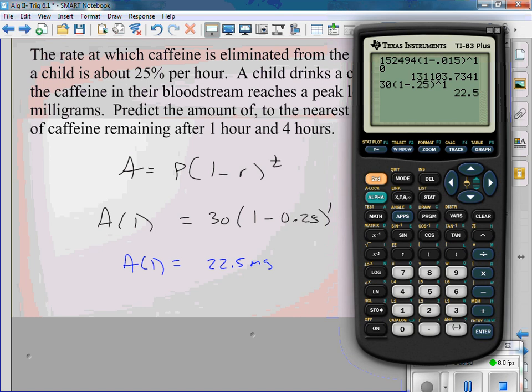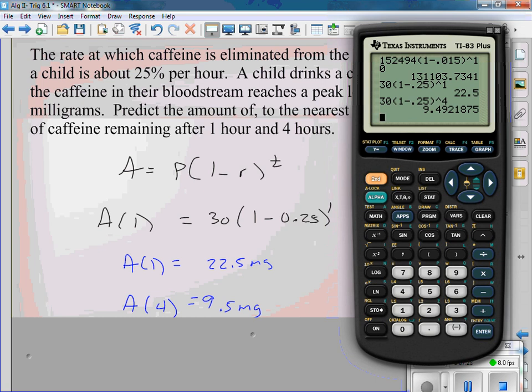How do I do it for 4 hours? Just switch the 1 to a 4 on the calculator. Second, enter. Press enter. 9.4, it says to the nearest tenth, right? So 9.5 milligrams. So after 4 hours, you still have 9.5 milligrams left in your body.